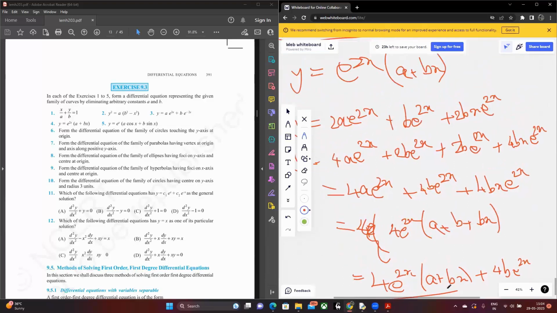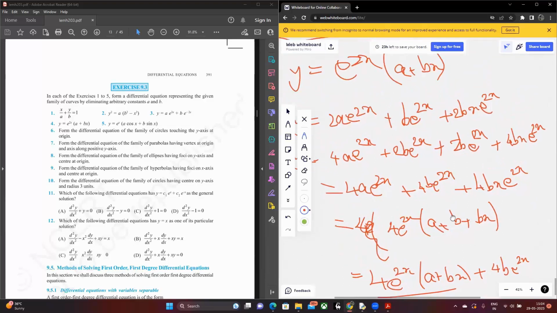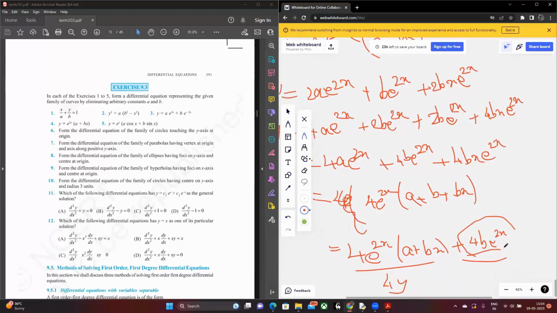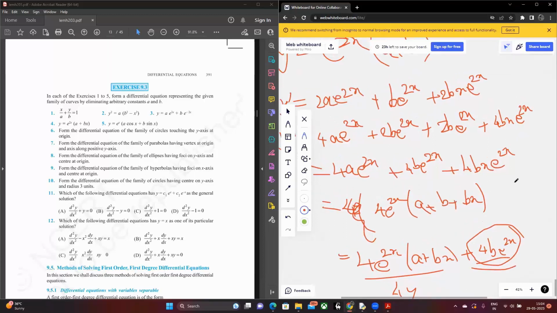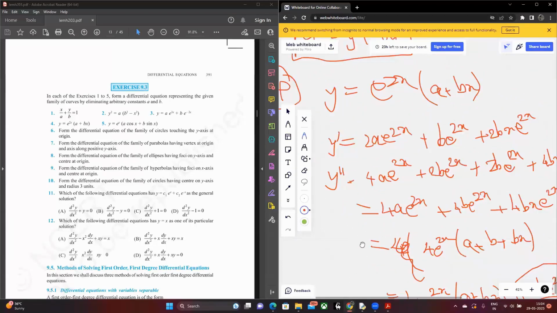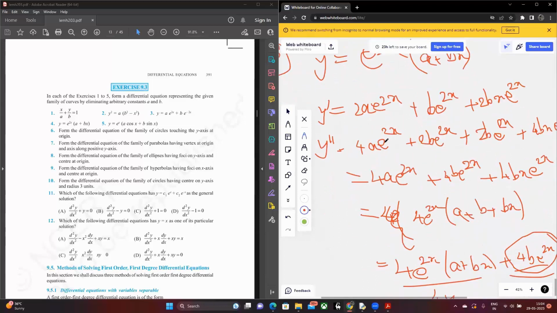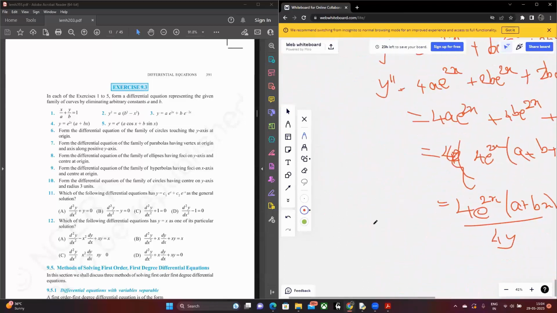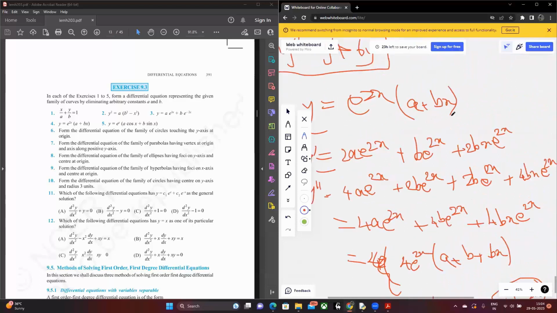Because e power 2x into a plus bx is y, so that part is 4y, right? But you have this term which is just dangling. You have to figure out a way to condense this to something regarding y double dash, y dash and y. So what you can do is basically see the equations of y dash and y, right?